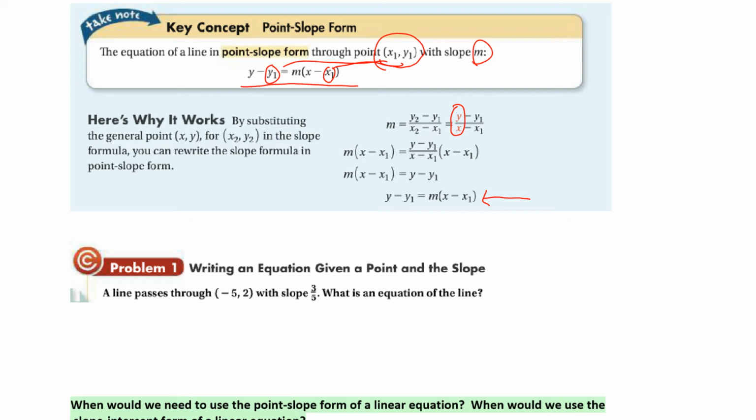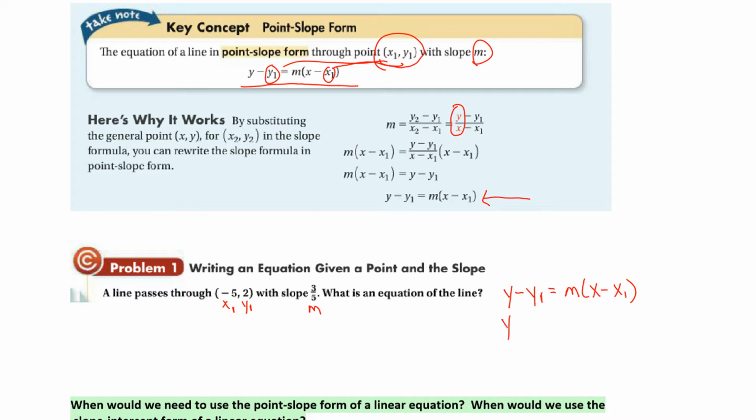form. If we look at problem 1, it says writing an equation given a point and a slope. A line passes through the point -5, 2 with a slope of 3/5. So what is the equation of the line? So if we use our formula, y minus y sub 1 equals m times x minus x sub 1. We know our point here, our -5 is our x sub 1, our 2 is our y sub 1, and our slope is 3/5.